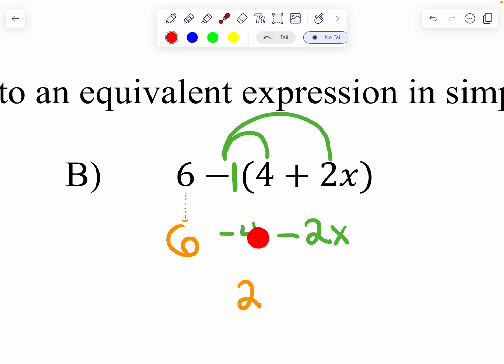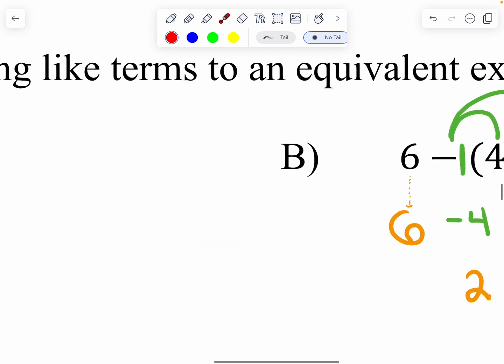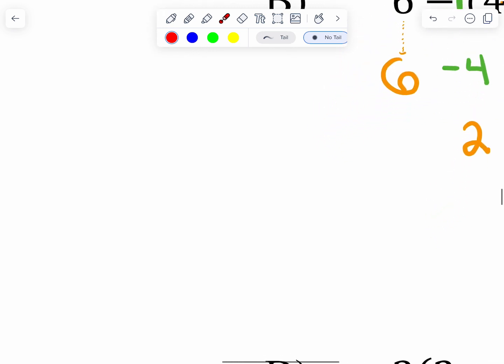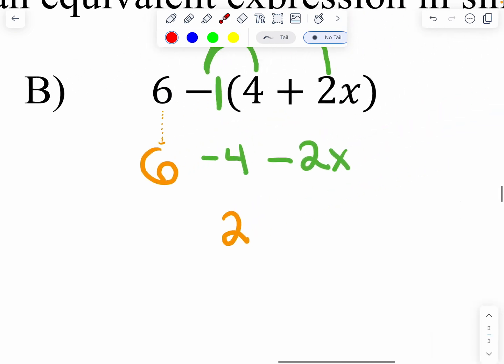6 and 4 are combinable because they're both numbers. If I covered up that minus 2x and just kind of narrowed in like that, if I said, what's 6 minus 4, you'd all know the answer to that question. So you might as well just write the answer to what you know. Bring down the minus 2x because I wasn't involving them.